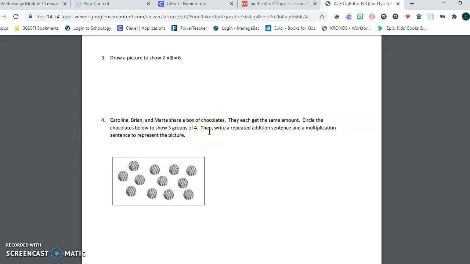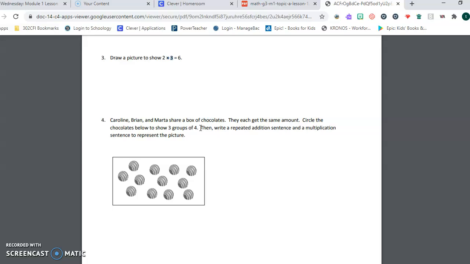Okay, now that's one part of the problem. I'm not done until I finish. So a lot of times, kids are trained to kind of look at the end and do that thing that's at the end. Well, they tell us to do something with our pencil right there in that 3rd sentence. Circle the chocolates below to show 3 groups of 4. You got to make sure you do that. And then there's another thing to do. And it's kind of tricky even what they ask you to do. It says, then write a repeated addition sentence and a multiplication sentence to represent the picture. So you have to do 2 more things, not just one more thing.